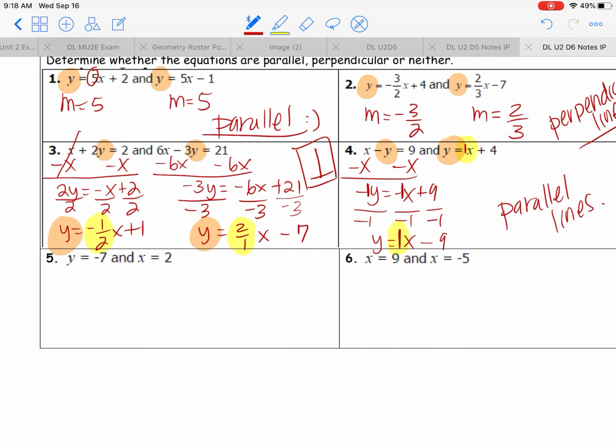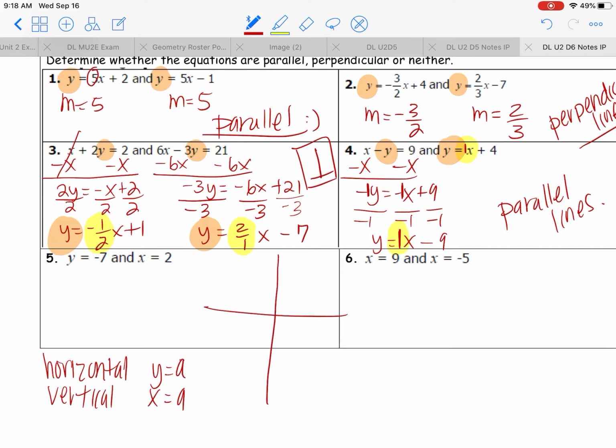All right, and the last ones, they're super easy, guys. Don't be discouraged when you see y equals a number or x equals a number. Remember, horizontal lines are y equals a. Vertical lines are x equals a. So right now I'm just gonna draw my coordinate plane. I have y equals negative 7.